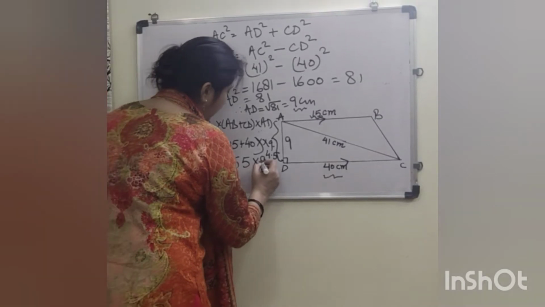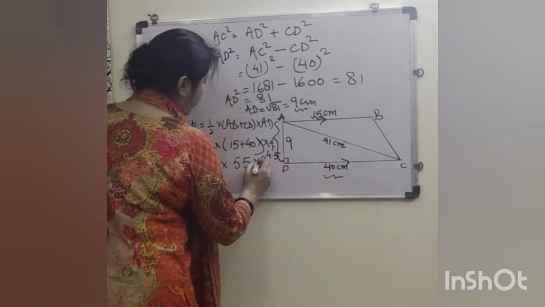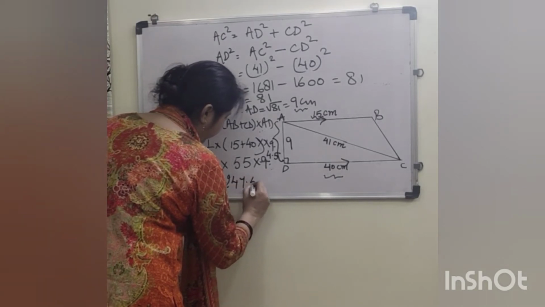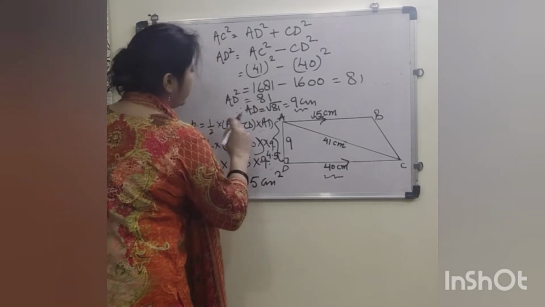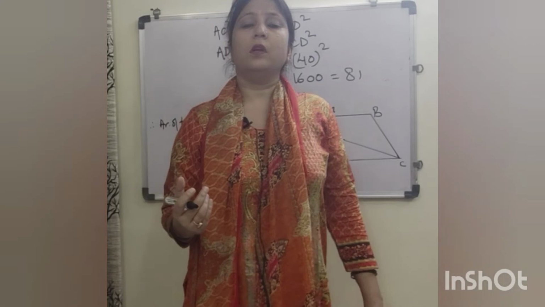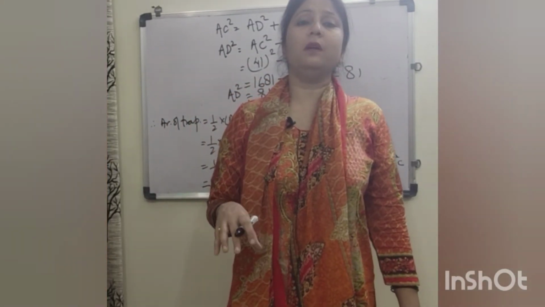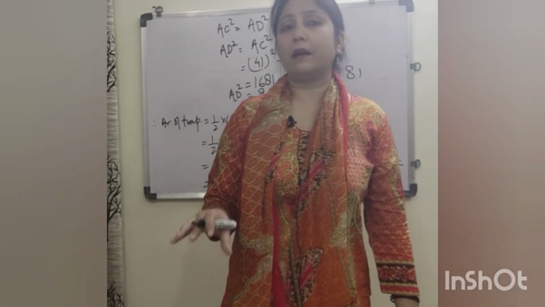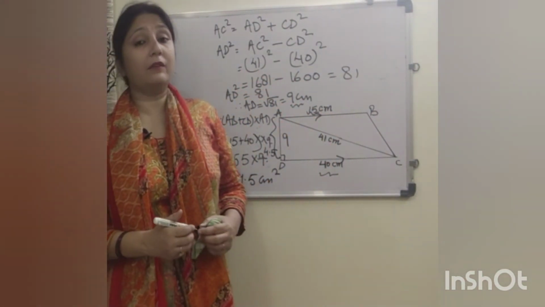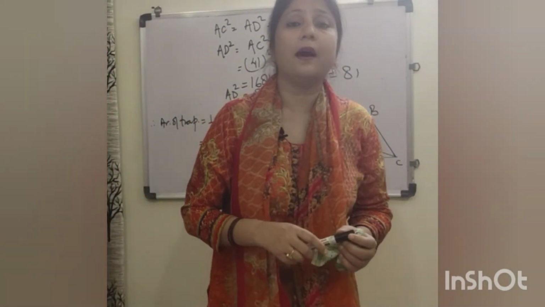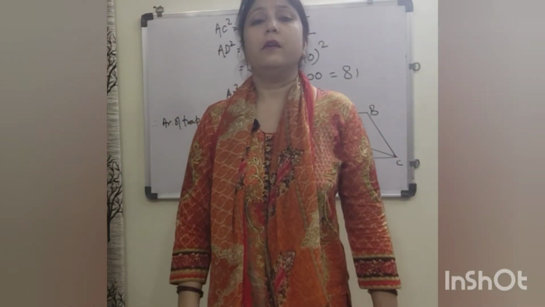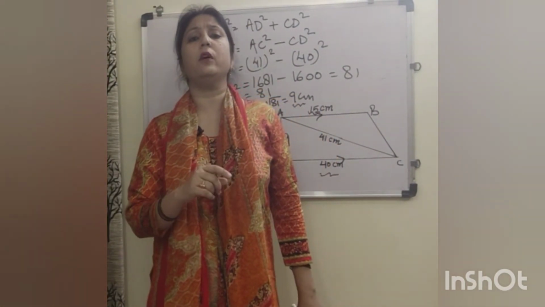Cancel 2 and 9, you get 4.5. 55 into 4.5 is 247.5 centimeter square. This is the area of the trapezium which was required from us. Now you must have understood, if you are given parallel sides, and maybe non-parallel sides as well, but you are not given the height, your major task is to calculate the height of the trapezium that you are going to see in your second question.